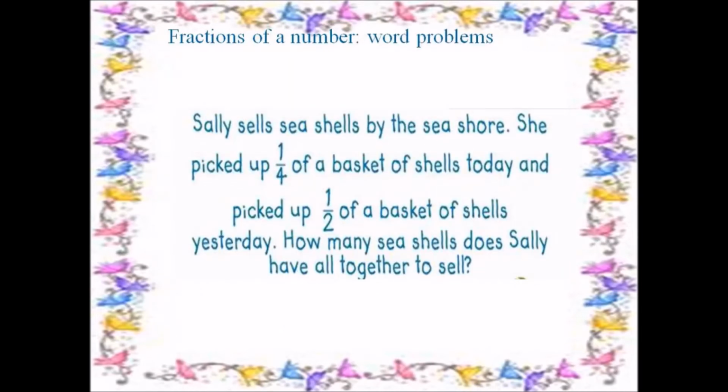Fractions of a number word problem. Sally sells seashells by the seashore. She picked up 1 by 4 of a basket of shells today and picked up 1 by 2 of a basket of shells yesterday. How many seashells does Sally have altogether to sell? So now the first day she picked up 1 by 4 and the second day she picked up half. So 1 by 4 plus half will be 2 by 6. 2 by 6 in the simplest form will be 1 by 3.